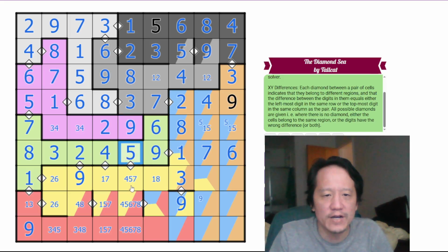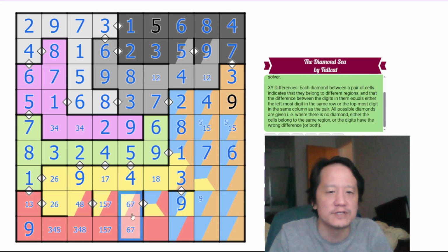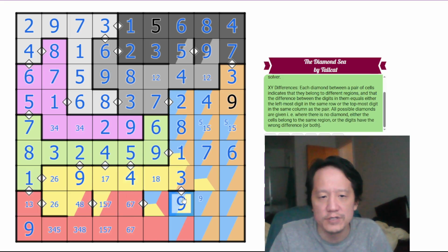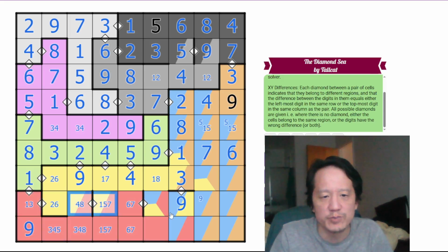5 can only be consecutive, having a difference of 1, with 4 out of 4, 5, and 7. So 4 and 5 cannot be here. 8 can't be here. These have to be the same region because it's a difference of 1. So this cannot be yellow. This is red. So this is 1, 2, 3, 4, 5, 6, 7, 8 reds, and this must be the 9th. So neither of these can be red here.